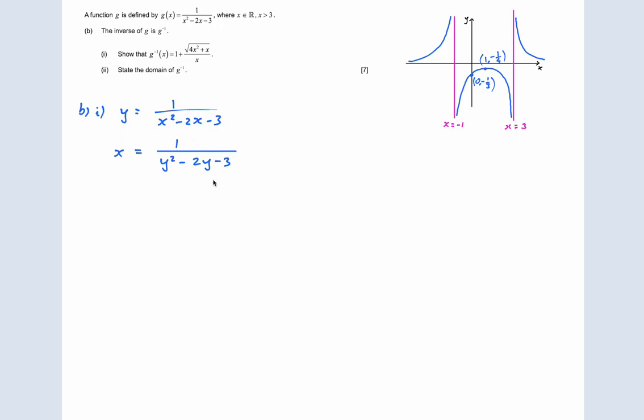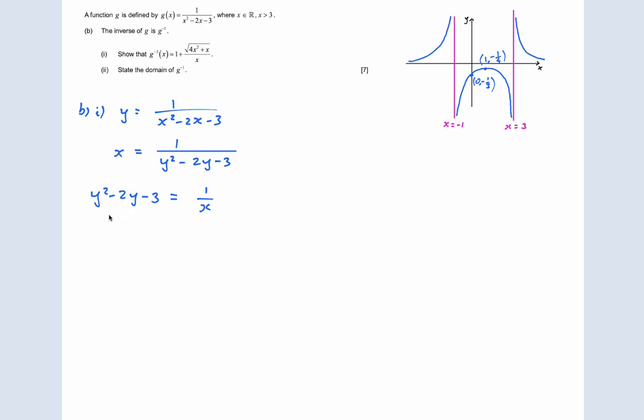To make y the subject when I have a quadratic trinomial like this, I have to complete the square. So I'm going to do that in a second. But first I'm going to multiply across by this. So I have y squared minus 2y minus 3 up here, and I'm going to divide by this x. So I'm going to divide by x like that. That's just rearranging, cross multiplying, however you want to call it.